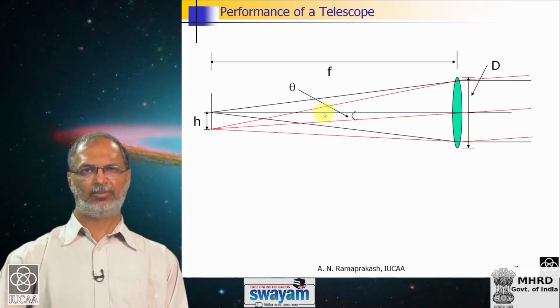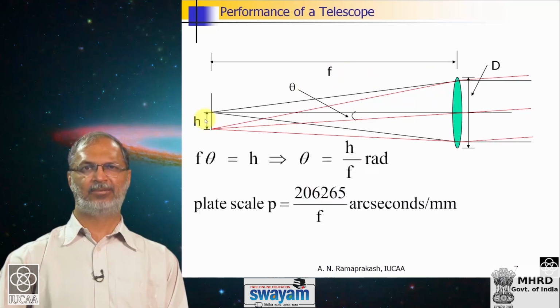I will just do a little bit of mathematics here to show that if the angle of arrival of the rays between the two objects is defined by theta and the focal length of the telescope is f, then this height h is given by f theta = h, which means the angle in the sky theta is given by the separation of the two images divided by the focal length of the telescope.